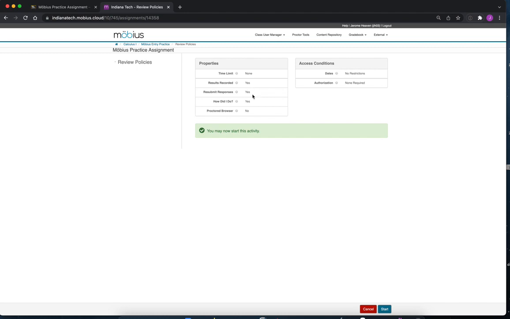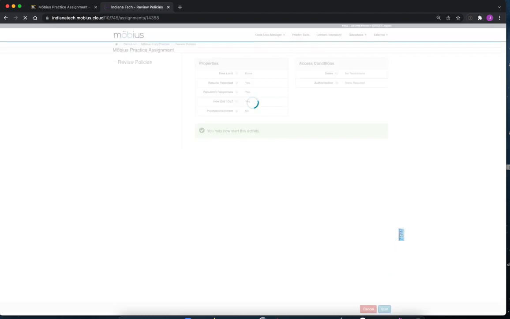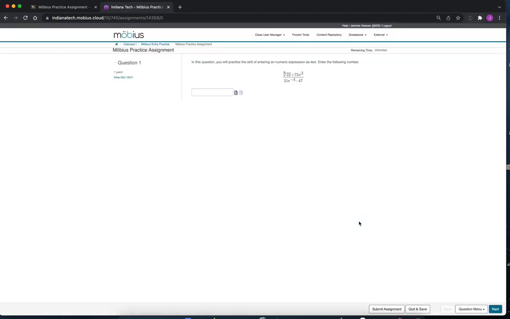You can do this as many times as you like. There's a feature called How Did I Do, which is enabled. You don't need a proctored browser. And in Mobius itself, there are no restrictions, and you don't need any authorization. So you can just jump right in. As long as you're within the deadline that's posted in Blackboard, you can always access and work on this assignment. So let's get started. I'm going to hit the start button at the bottom here, and it's going to take us to our first question.